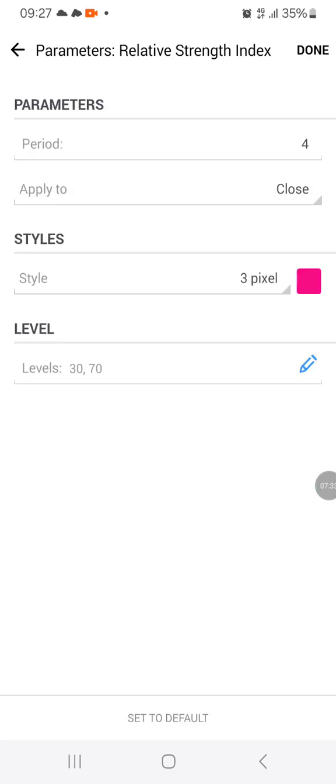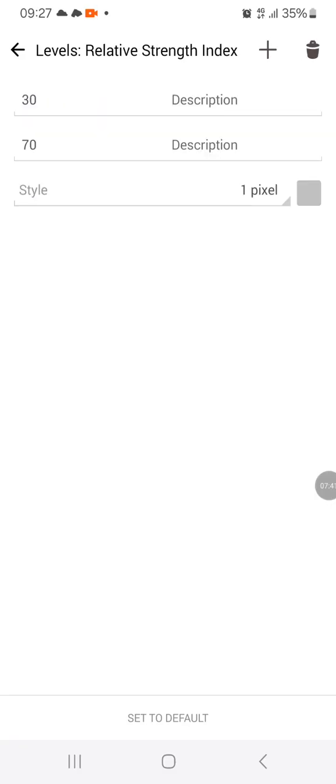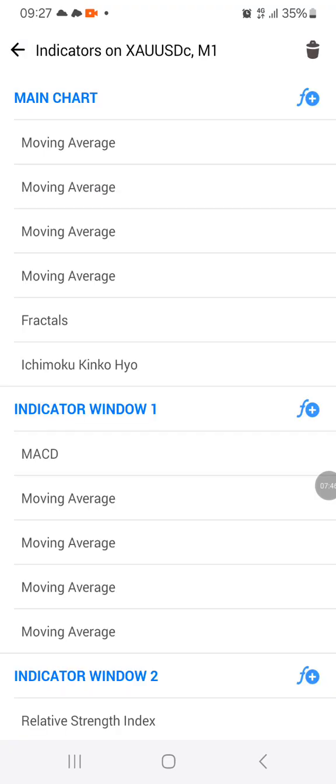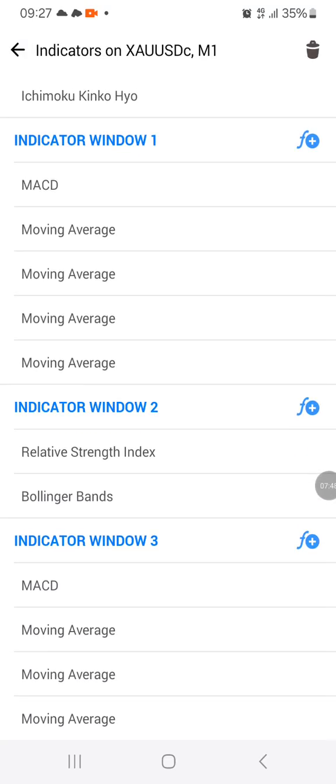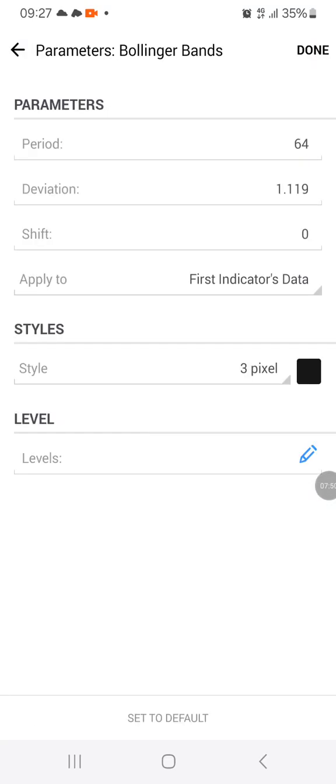The parameters, we have relative strength index, period is 4, apply to close, color is red. We have 30, 70 at levels, that's for the RSI on indicator window 2. We also have Bollinger Band, 64 period, deviation is 1.119. First indicator's data color is black.